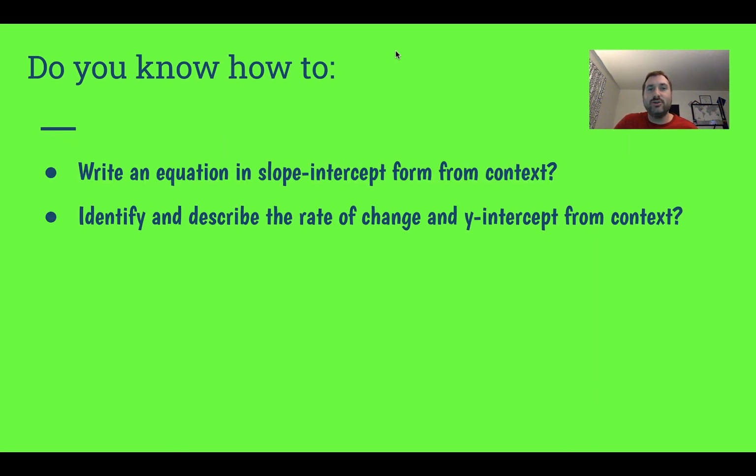After this lesson, do you now know how to write an equation in slope-intercept form from context? And can you identify and describe the rate of change and the y-intercept from context? If you're not sure how to do these things, go back and check the couple examples that we had to figure out how to do these things and deepen your understanding. And that is the end of lesson 5 on slope-intercept form in context.